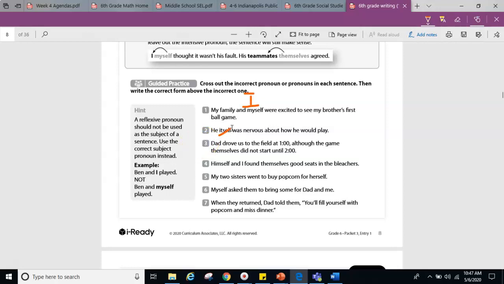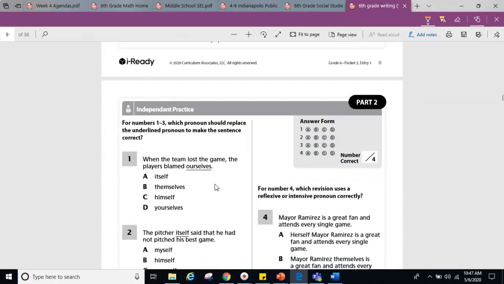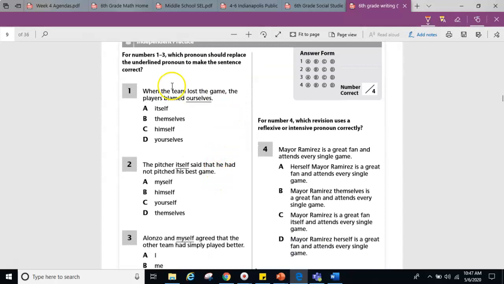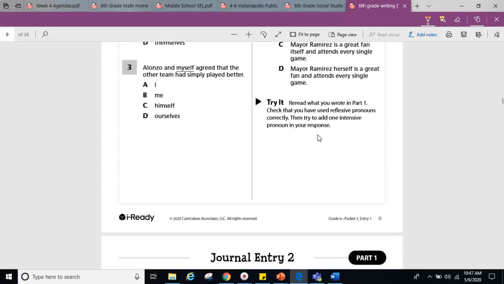So what's the correct form of this? Okay, so we're going to go through and cross out the incorrect pronoun or pronouns in each sentence, right? So 1 to 7. Give you an example. Ben and I played, not Ben and myself played. And then you have numbers 1 to 4. Which pronoun should replace the underlined pronoun to make the sentence correct? And number 4, which revision uses a reflexive or intensive pronoun correctly?